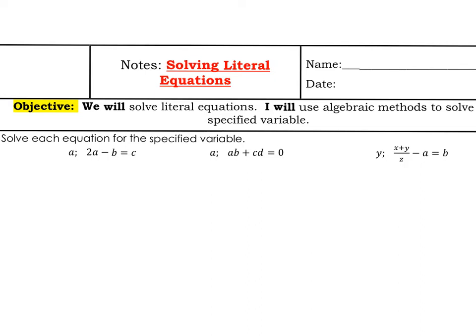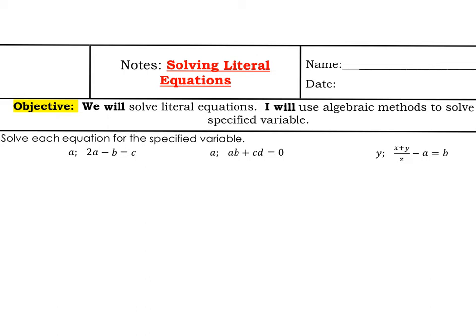A literal equation is just an equation with additional variables in it. You're used to solving equations and getting an answer like x equals 6. But a literal equation has multiple variables in it, and you're just solving for one of those variables. So you're still using the same algebraic skills.